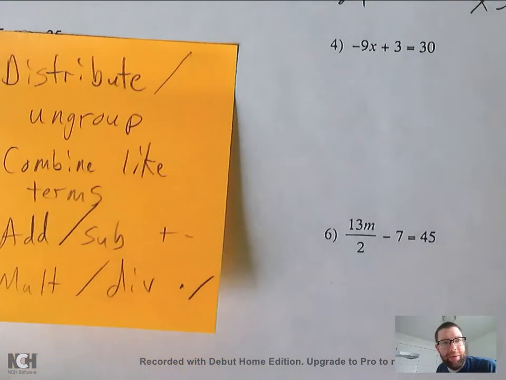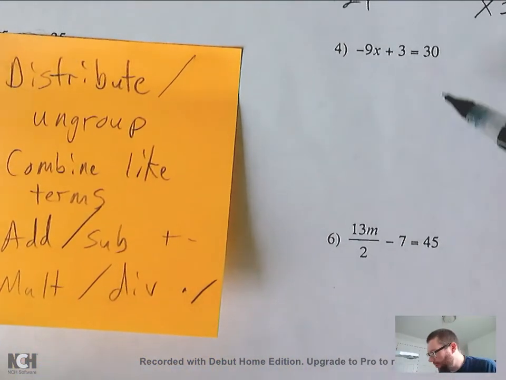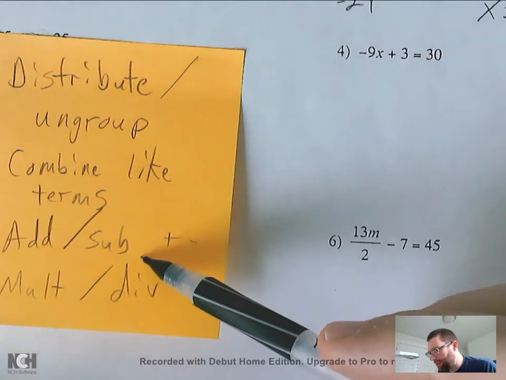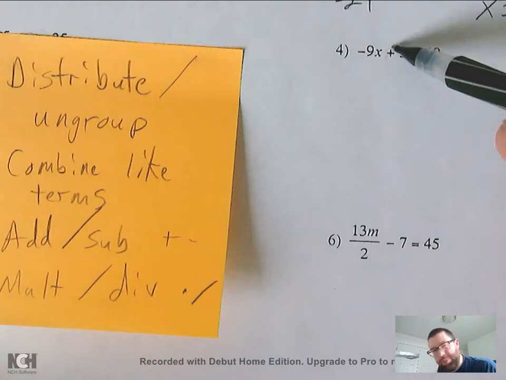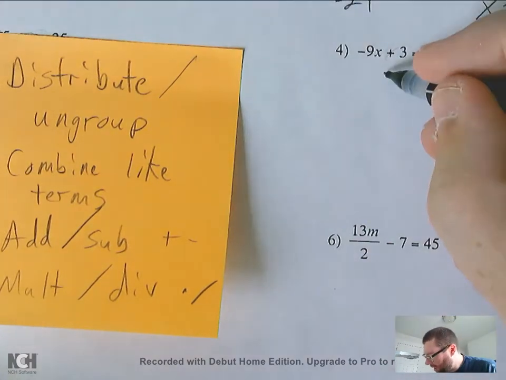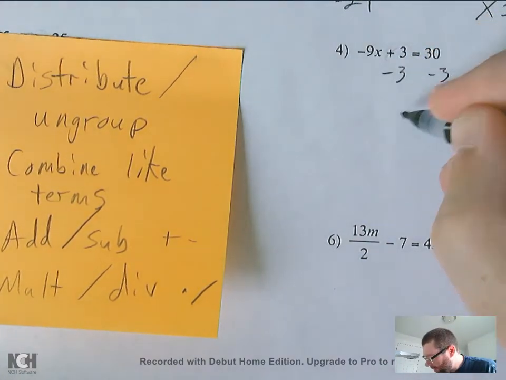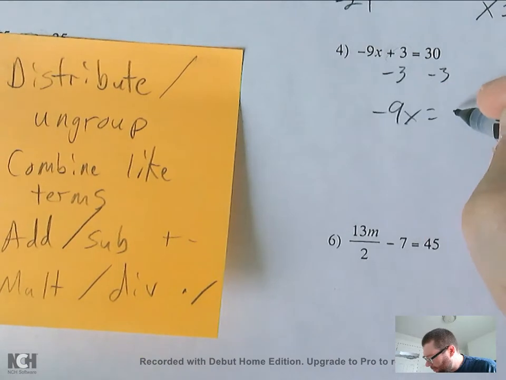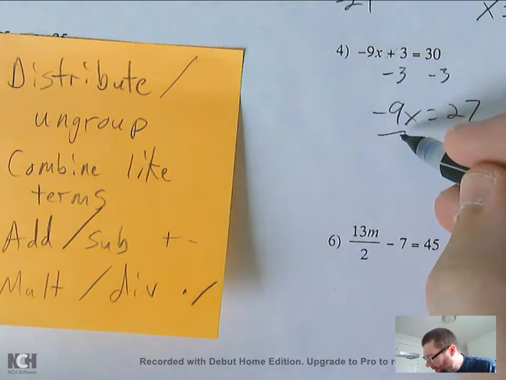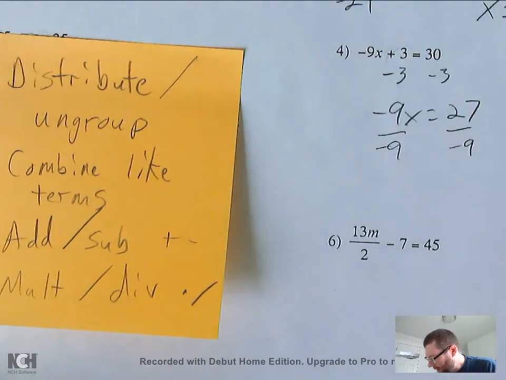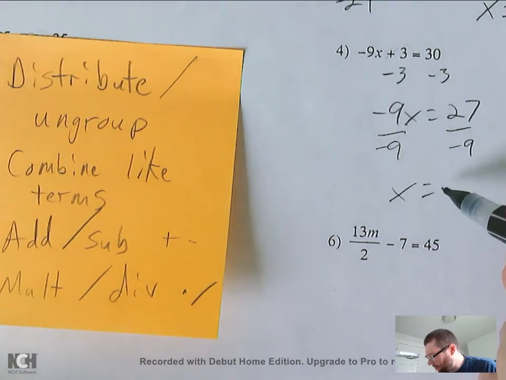This one's a two-step. So nothing to distribute, no like terms. I have to get rid of the add, subtract first, right? So add, subtract, and we've got the plus 3 there, right? So we have to do the opposite, which is minus 3. That gives me negative 9x is equal to 27. Then we would divide by negative 9, and x is going to equal negative 3.